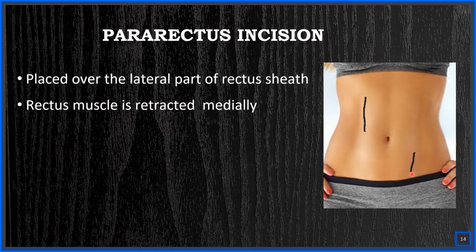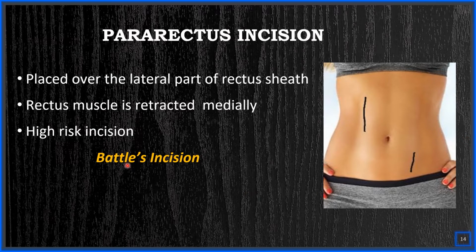So in paramedian incision, we are cutting through the anterior layer, we are retracting the rectus muscle laterally, and we are cutting through the posterior layer. Whereas in case of pararectus incision, it is on the lateral part of the rectus sheath. We are cutting through the anterior layer, the rectus muscle will be retracted medially, and then we will cut through the posterior layer. And this is called Battle's incision. So that is the PARARECTUS.